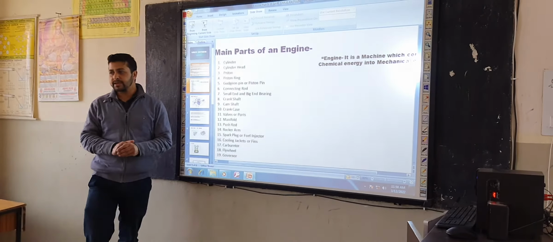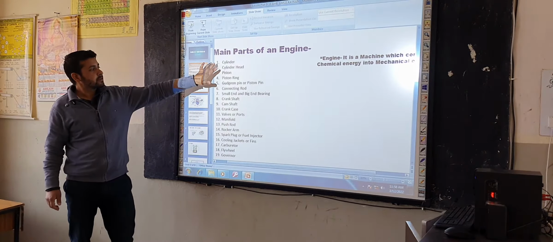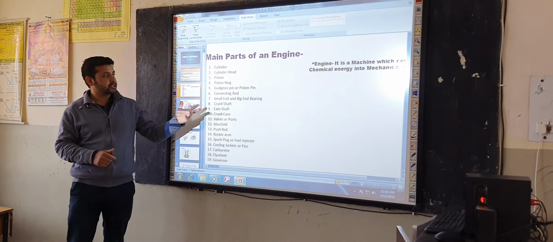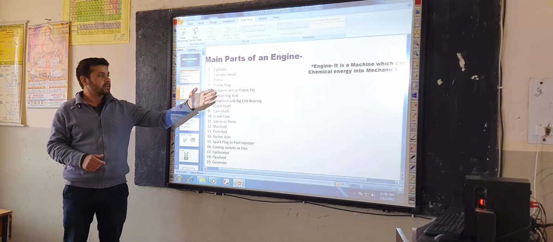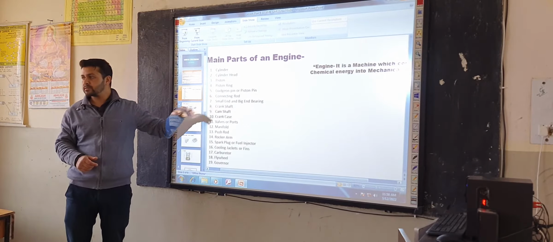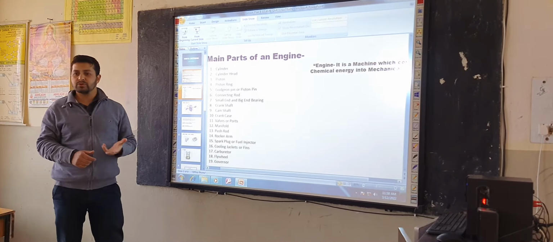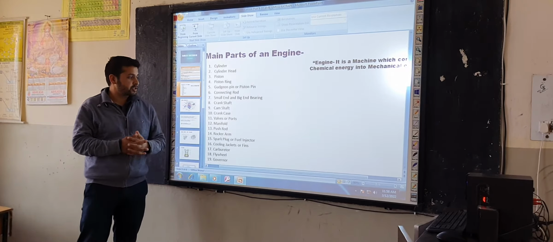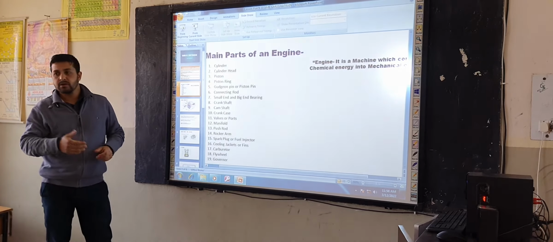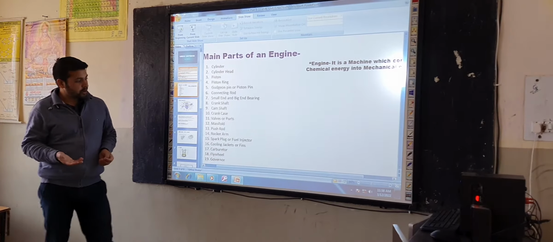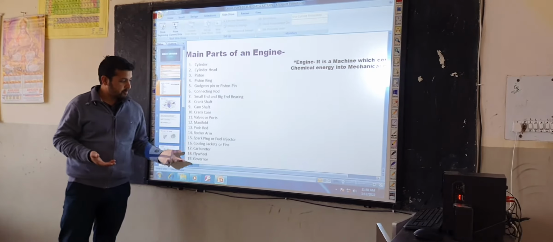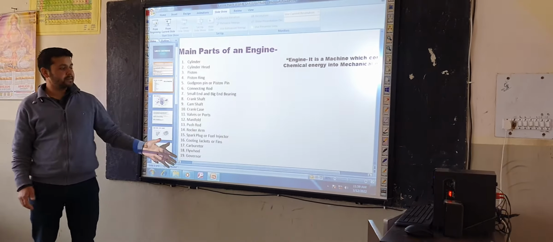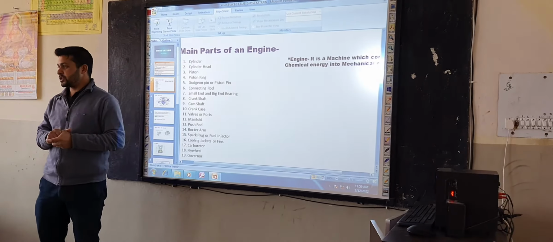So these are the components of an engine. Look here. Number one is cylinder, cylinder head, piston ring, gudgeon pin, piston pin, the same name. Okay. Sometimes it depends upon what name you would like to use. Connecting rod, small end and big end bearings, crankshaft, camshaft, crankcase, inlet valve, outlet valve, valve bolts, rocker arm, spark plug, fuel injector, cooling jackets, carburetor, flywheel and governor. These all are the major parts of an engine.